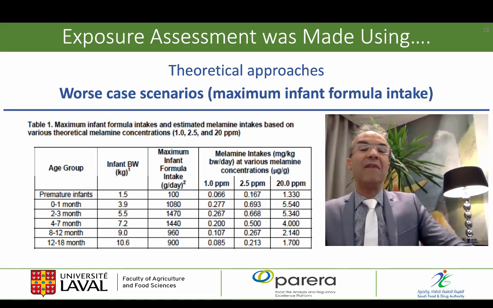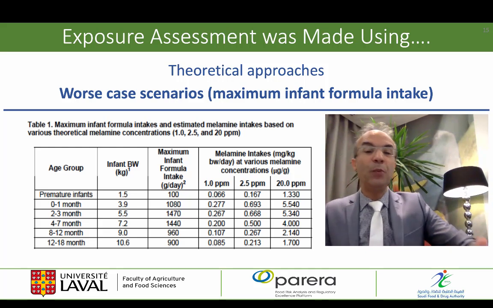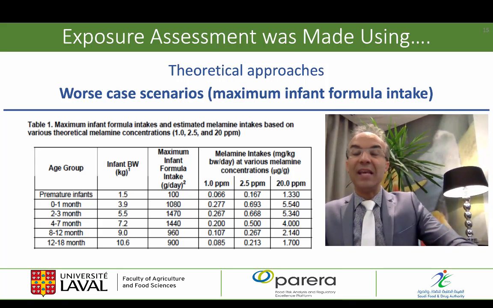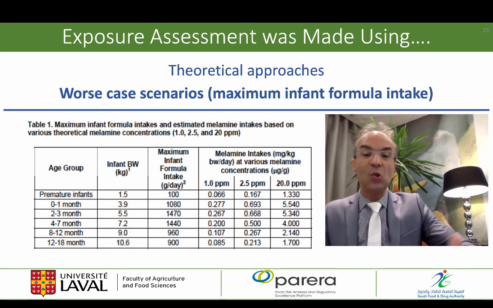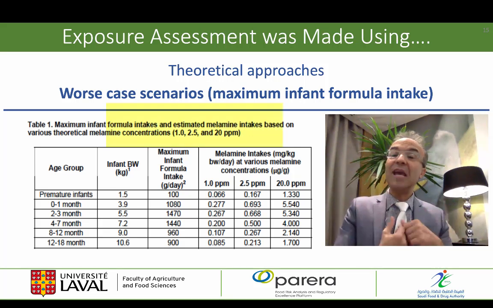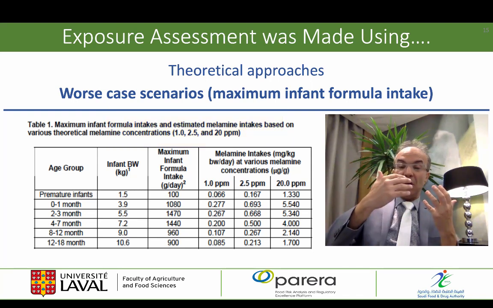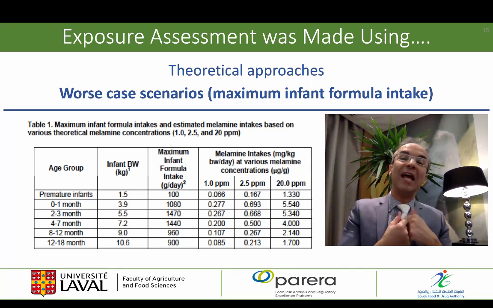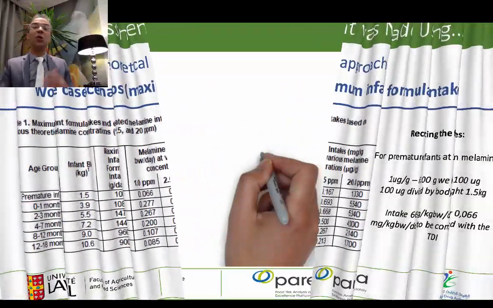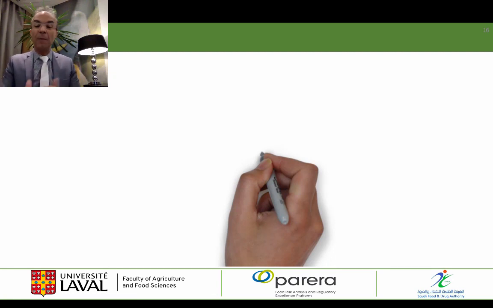In this case, we took hypothetical levels, and we took the hypothetical levels of 1, 2.5 and 20 ppm as cutoff levels, and we tried to estimate the intake of melamine using worst-case scenarios where the infant formula was entirely contaminated at the levels of 1, 2.5, and 20. The idea by doing so is to see, if we have the worst-case scenario, are we having a potential health impact? Of course, in this case, we needed information from different age groups: we needed the body weights, and we needed the consumption information of infant formula for the different age groups.